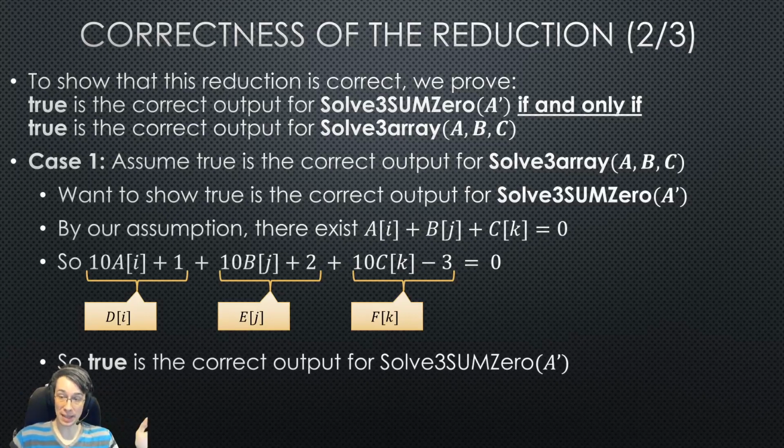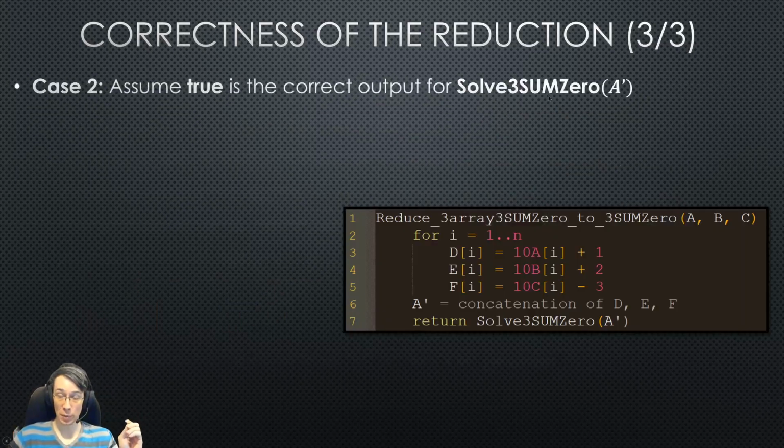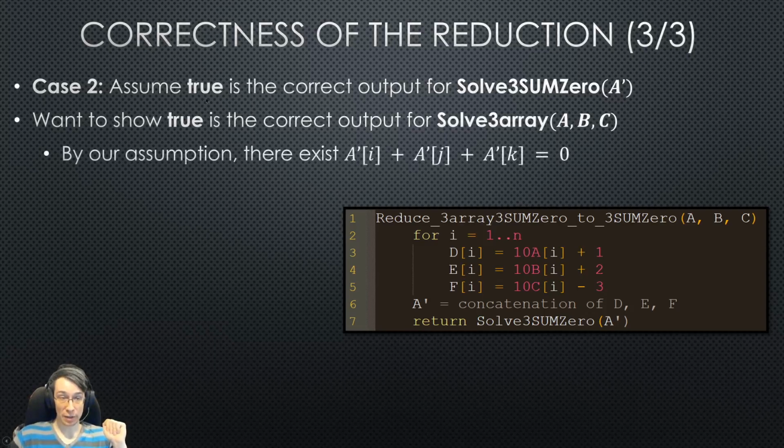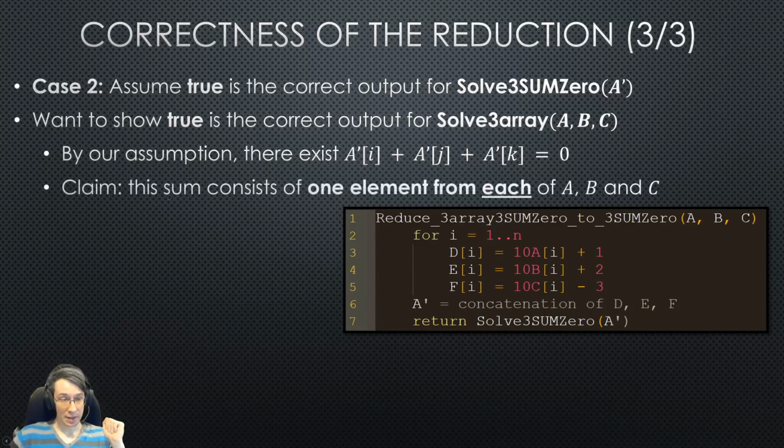Now let's do the opposite case. Let's suppose true is the correct output for solve 3sum0 and show that true is the correct output for solve 3array. Well, if true is the correct output for solve 3sum0, that means in this transformed array A prime, a prime of i plus a prime of j plus a prime of k equals 0 for some i, j, k. Now the claim is that this sum consists of one element from each of A, B, and C.